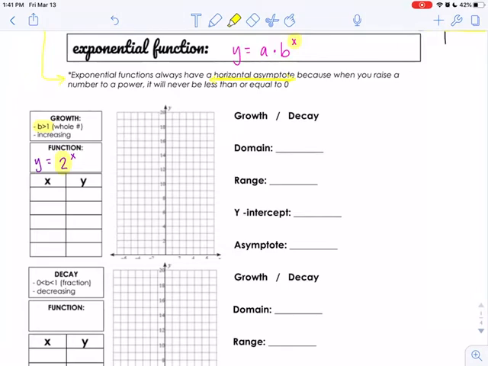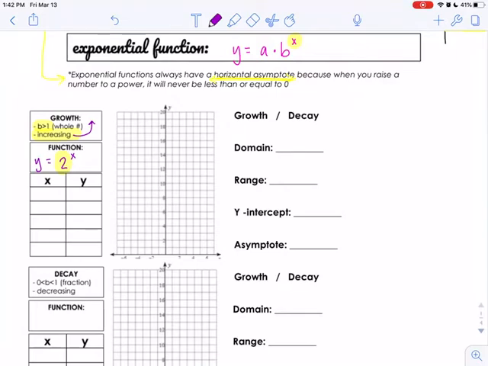Like 2 to the first power is 2. 2 to the second power is 4. 2 to the third power, 2 times 2 times 2, is 8. So this just keeps growing and growing and growing. That's why this is an example of exponential growth. And when we're dealing with growth, our graph is going to be increasing. It's going to be going up like this.